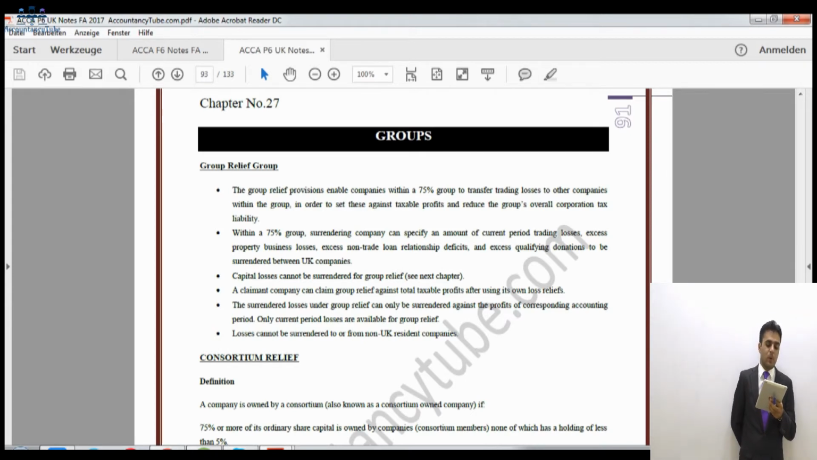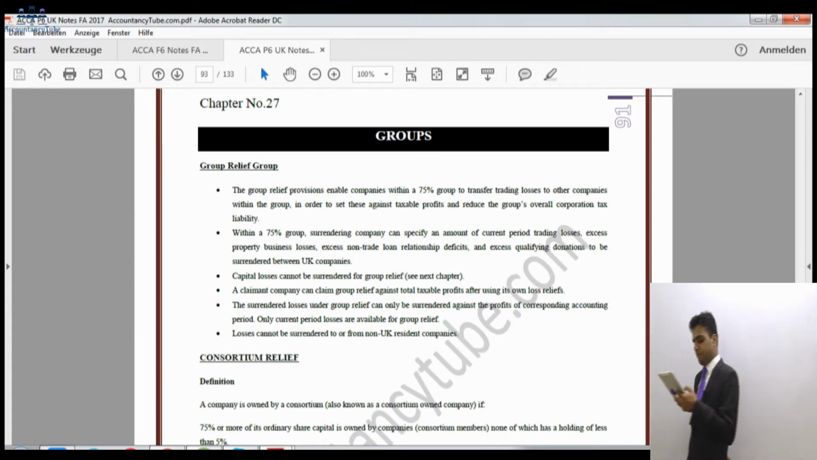Then it says excess property business losses. Excess property business losses are those that they will have to set off against their own income first, and only any unrelieved amount will be the excess. Right, so that's why it's called excess property business losses: the ones which are not relieved against its own profits. Then excess non-trade loan relationship deficit, again the same definition, and excess qualifying donations can be surrendered between UK companies.